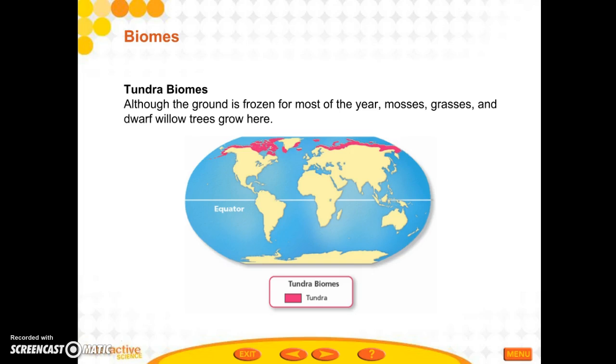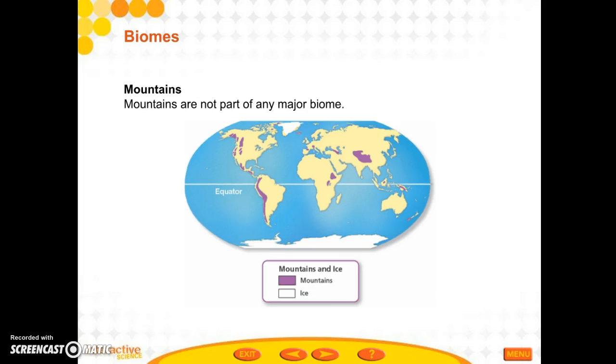Tundra is going to be right up above the taiga, also known as the boreal forest. So that northernmost region of the world is going to make up our tundra biome. Mountains are not part of any major biome. So even though it's cold and even though they have climate patterns, because it varies so much, mountains are not considered part of a biome.